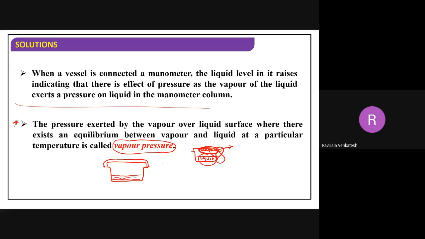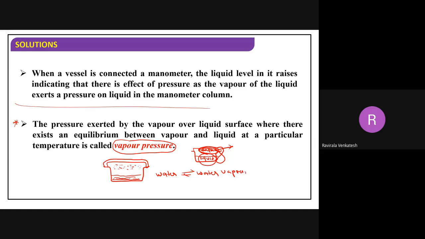Because of the external condition, because of temperature, what happens? Some of the water will convert into vapor like this. Now there will be equilibrium between water and water vapor.